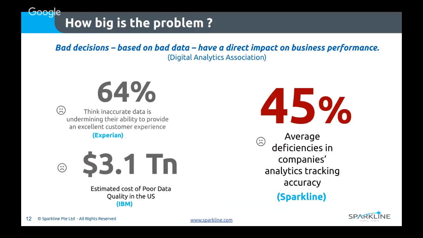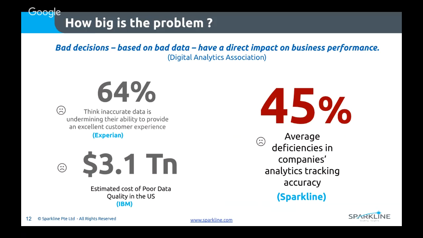So, how big is that problem, right? In a recent survey, we see that there's about 2/3 of people who think that inaccurate data is undermining their ability to provide an excellent customer experience. Now, that is a huge inhibitor at the starting point itself if you want to get data driven. And if you look at the value of actually how expensive this could be, it's about 3.1 trillion as per another survey. That is the cost of poor data quality, and that too in one single geography in the US.